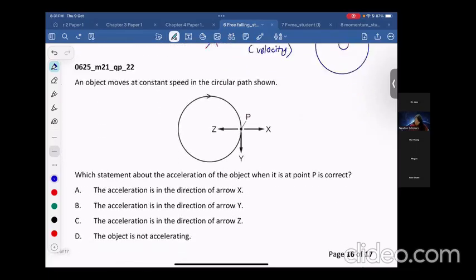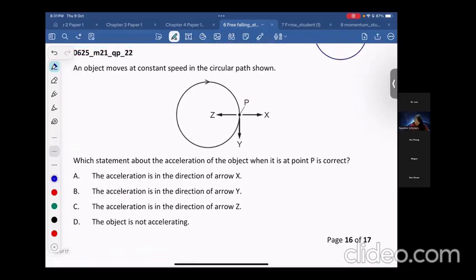Okay. Next. We know that in moving in circular path, object will accelerate. Accelerate is because velocity change. Why velocity change? It's because direction change. So which statement about acceleration at the point P is correct? So read it. What is about the acceleration is correct?